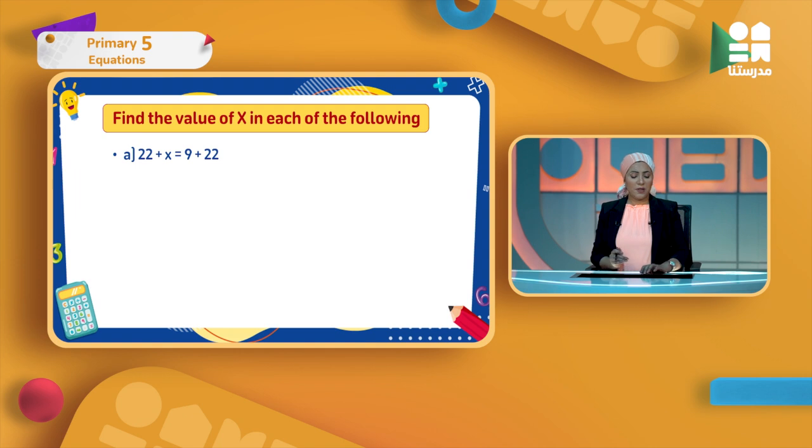Now let's find this one. Letter A, 22 plus x equals 9 plus 22. Then x equals 31 minus 22 equals 9.